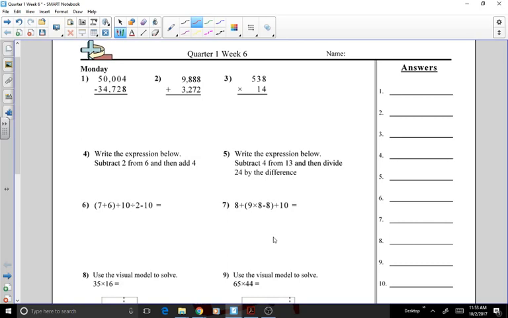Look in your ones place. You cannot take 8 from 4. You cannot take 8 from 4 once. So you're going to have to borrow. The 4 becomes a 14. Next door becomes a 9. Next door becomes a 9. Next door becomes a 4.